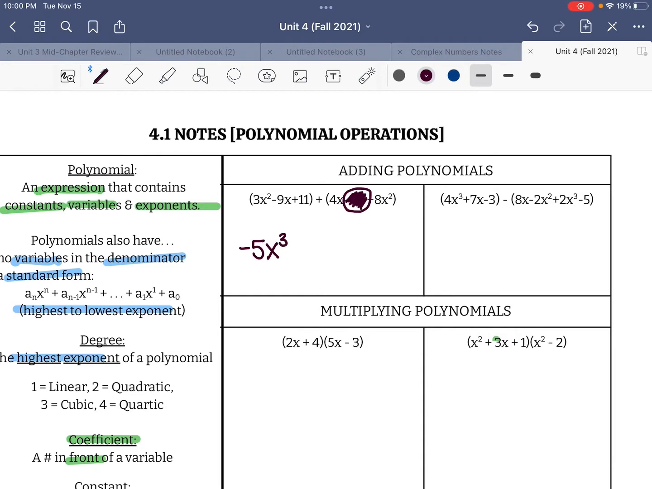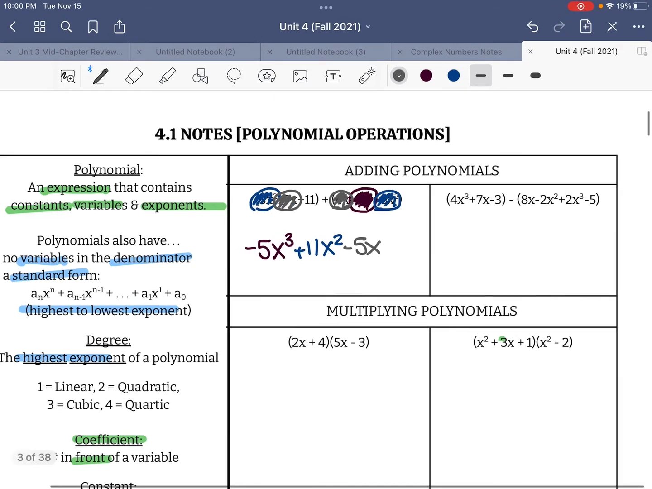Then I'm going to add together my x squareds. 3x squared plus 8x squared is 11x squared. Now I'm done with those, so I'm going to cross them out. And I'm going to move on to my x's. -9x plus 4x. -9 plus 4 is -5x. Cross them out. And that just leaves me with this plus 11 at the end. There's no other constants, so that's it.